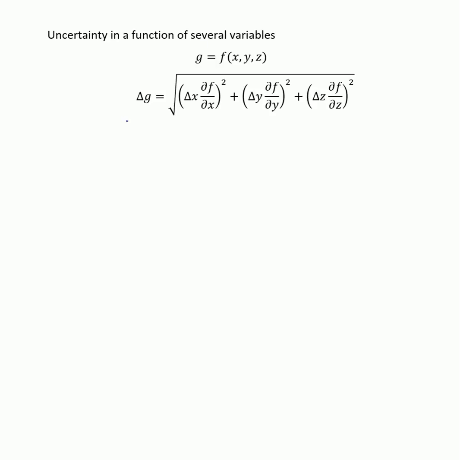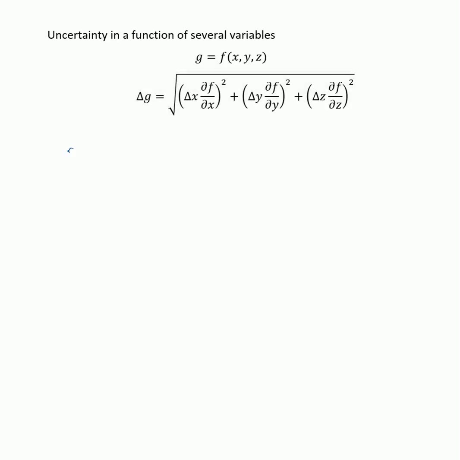The rule says that the uncertainty in g is equal to the uncertainty in the variable x times the partial derivative of f with respect to x, all squared, plus the uncertainty in the second variable, which is y, times the partial derivative of f with respect to y, again, all squared, plus, finally, the uncertainty in the third variable z times the partial derivative of f with respect to z, again, all squared, and then we take the square root.